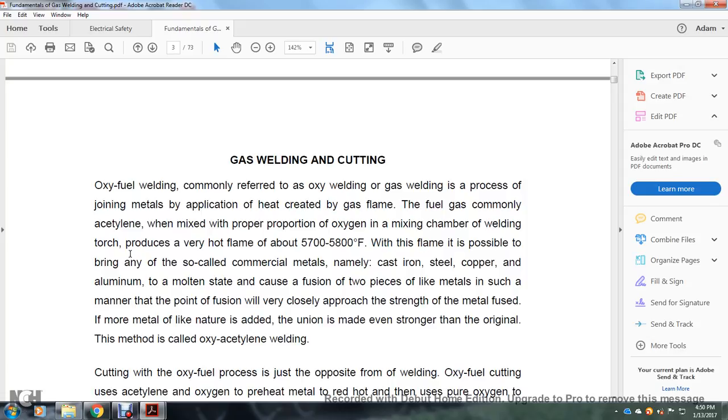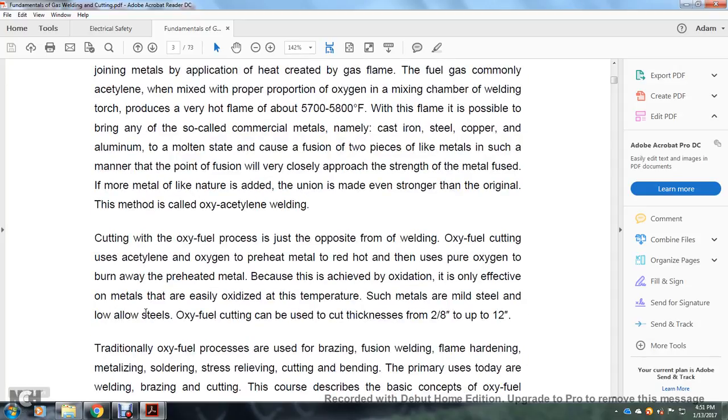With the flame, it is possible to bring any of the so-called commercial metals, namely cast iron, steel, copper, and aluminum, to a molten state and cause fusion of two pieces of like metals in such a manner that the point of fusion will very closely approach the strength of the metal fused. The more metal of like nature is added, the stronger the union. The original method is called acetylene welding.